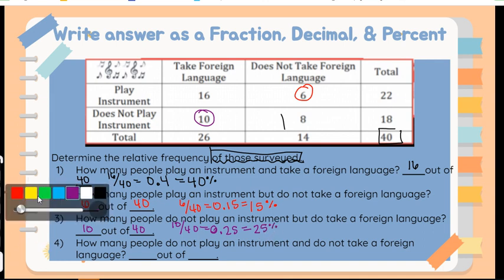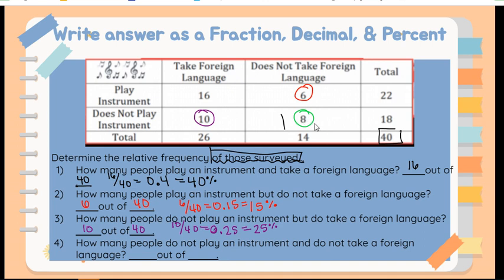Last one for this problem. How many people do not play an instrument and do not take a foreign language? So my row does not play an instrument. Come over to does not take a foreign language, which would be 8. And out of those surveyed would be 40.